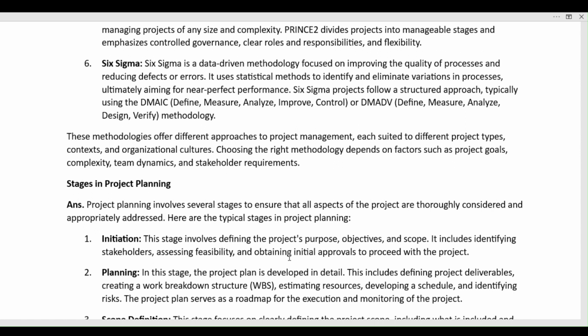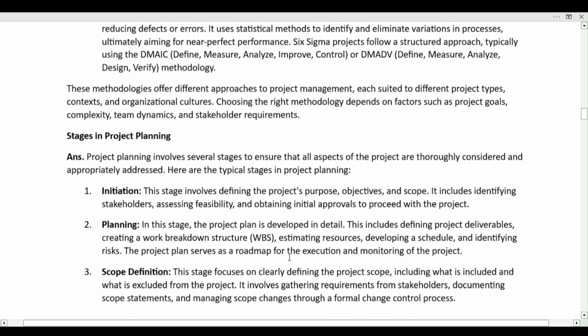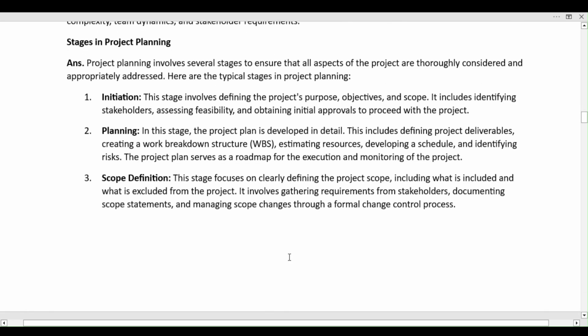Okay, so let's move to the other part of the video, which is the stages in project planning. First of all, let's understand what project planning is. Project planning is nothing but, if you remember the tutorial given on the project, it should have a particular start date and end date. So from there this part comes from.